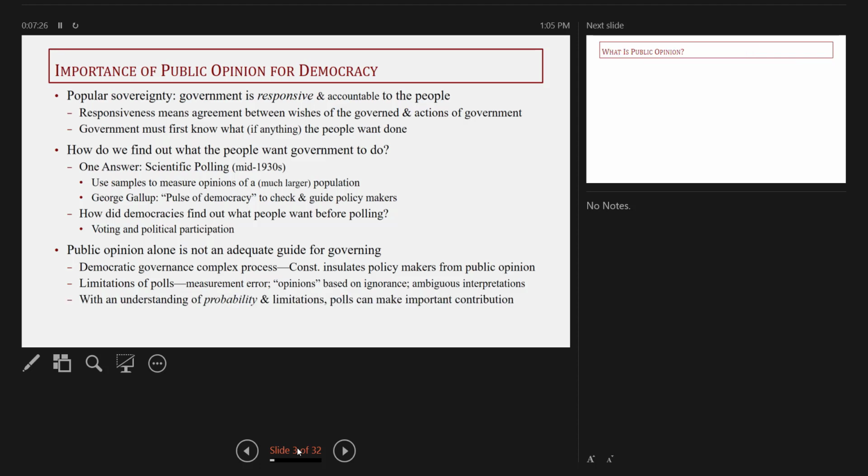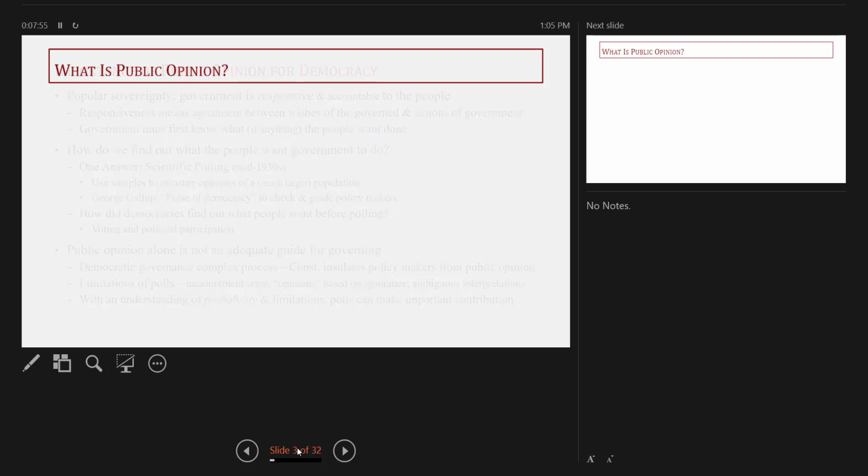But we've also learned that this modern technology of public opinion polling is a very useful way to understand human behavior, understand political behavior, and understand public opinion. And it can make a useful contribution to our understanding, but we need to understand the limitations of those polls, and we also need a basic understanding of probability.